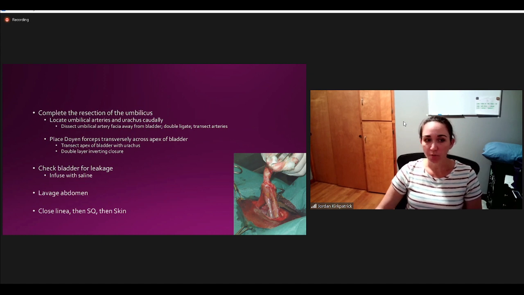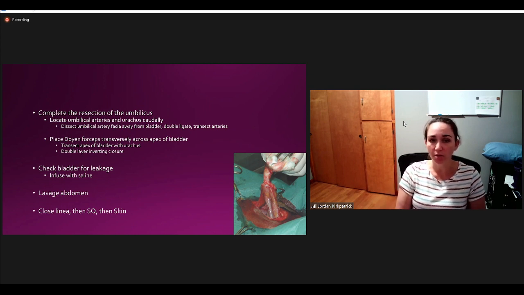Once the bladder is closed, you want to check it for leakage. So you can infuse it with saline and see if anything leaks out of the sutures. And then if everything's good, place the bladder back in the abdomen, lavage it really well. You don't want to leave the urine in the bladder in the abdomen, as that could affect some of the intestinal structures. And then you'll close in 3 layers, the linea, then the subcu, and then the skin.